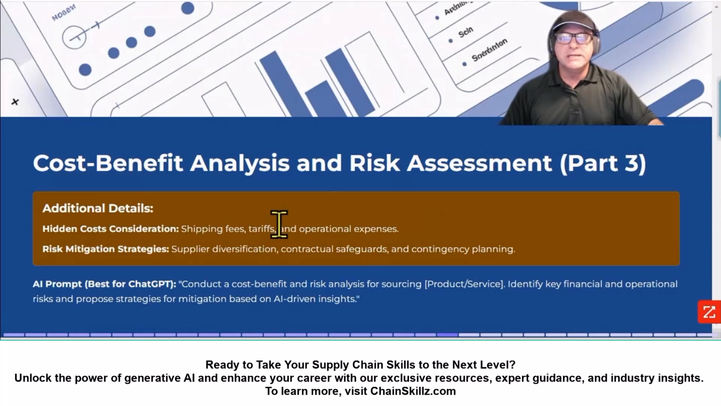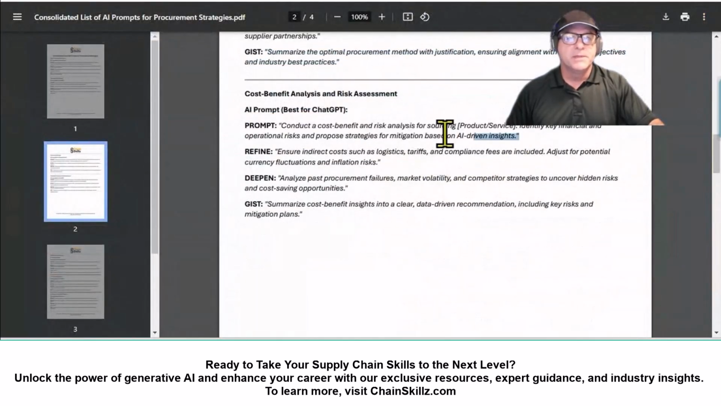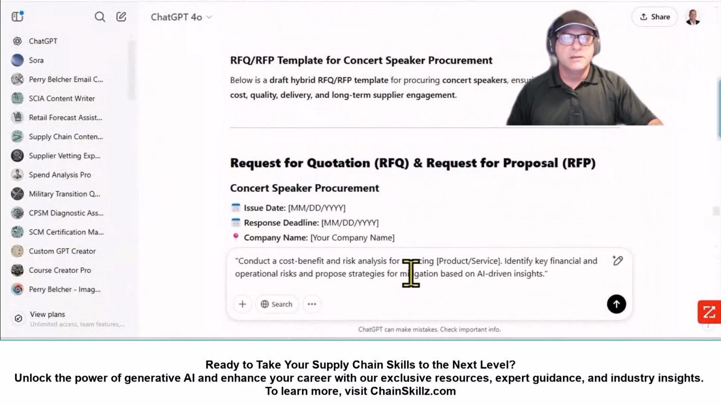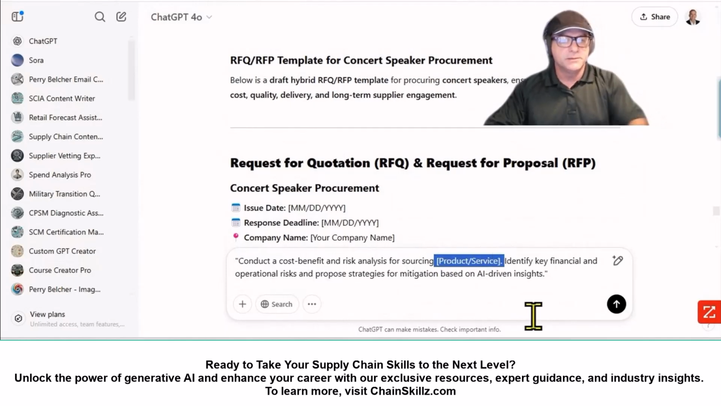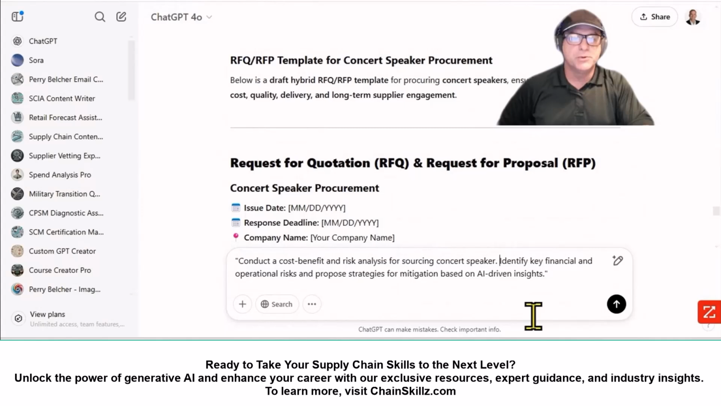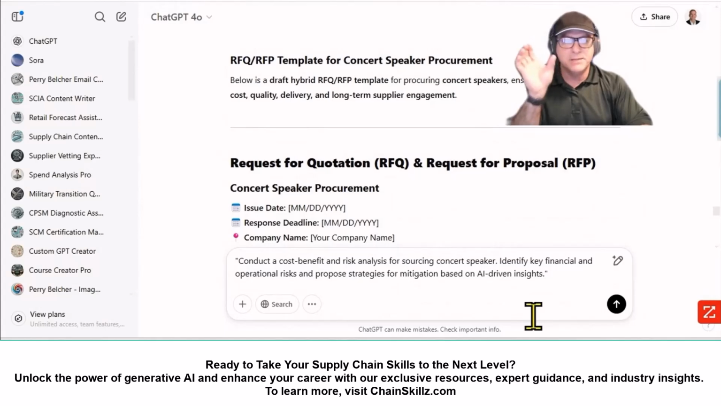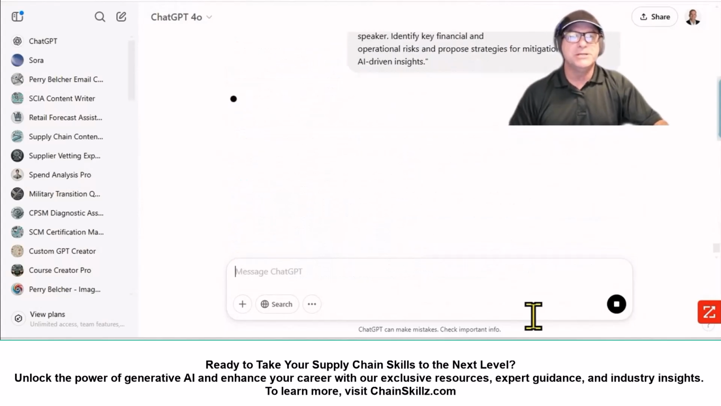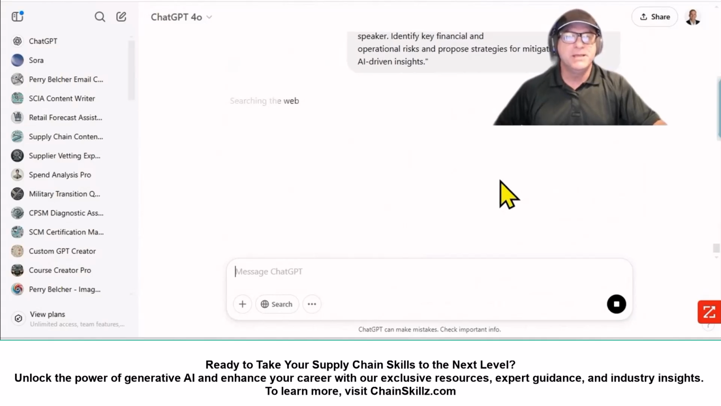So, here, additional hidden cost considerations, risk mitigation strategies, and now we're going to pull in another prompt here. Go to our consolidated list. Let's continue on our thread here. Conduct a cost-benefit and risk analysis for sourcing our concert speakers. Identify key financial and operational risks, and propose strategies for mitigation based on AI-driven insights. Mitigation, right? That's going to be the gold of this conversation once we're done with it. What do we got to do to reduce our risk? Make it less, right?